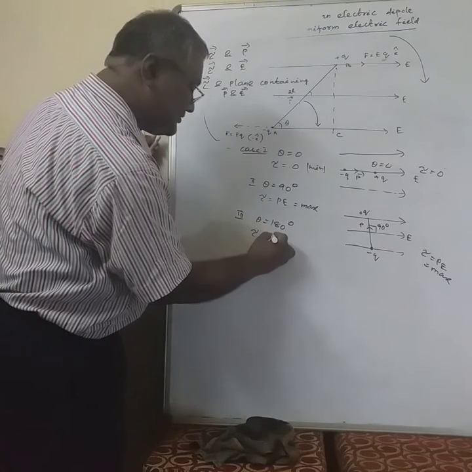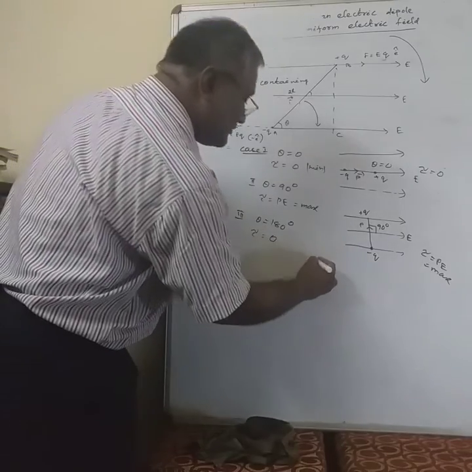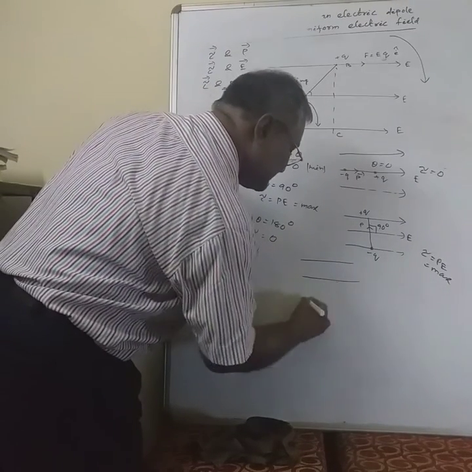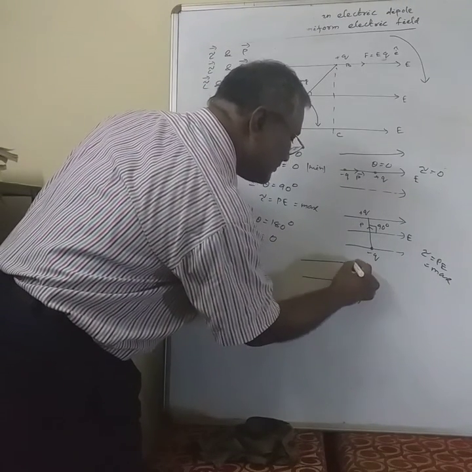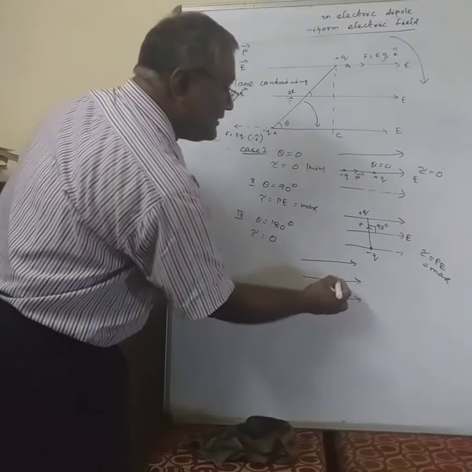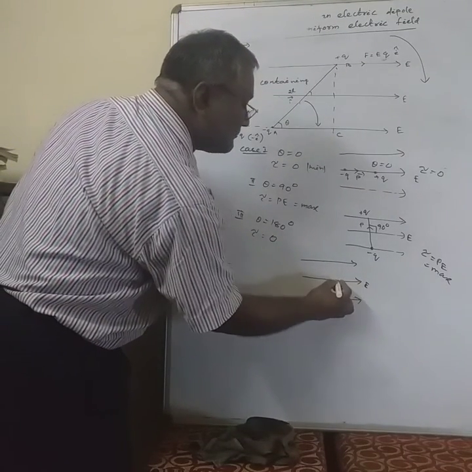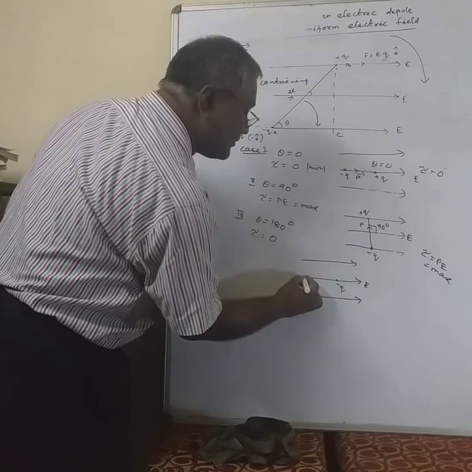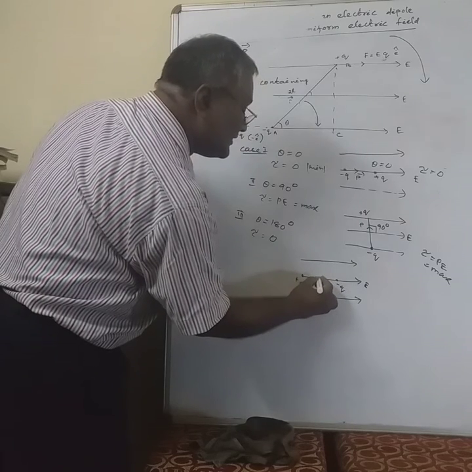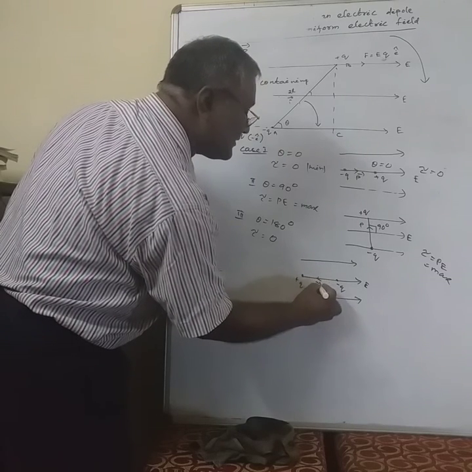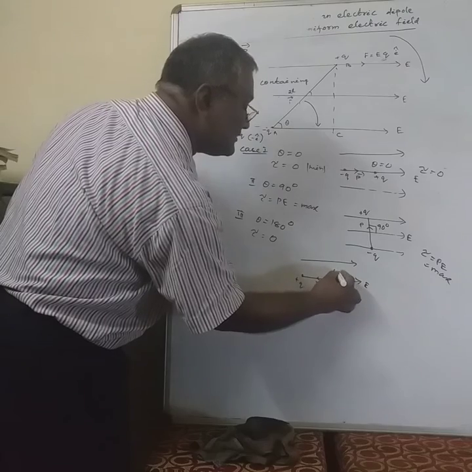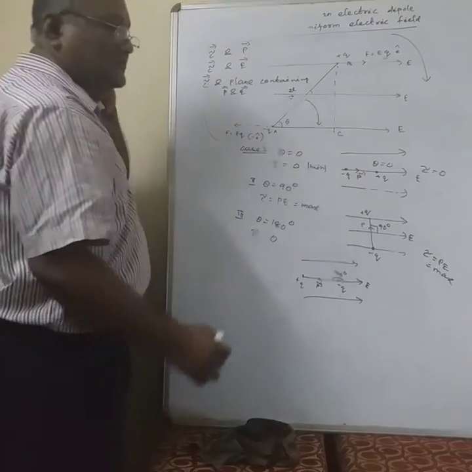Sin 180 is 0, so it will be 0. So that case will be like this, a little difference as compared to the first one. Only thing, the electric field here, minus charge will be here and plus charge will be here. The direction will be like this. This is P vector, this is E vector, this angle is 180 degrees. Here also torque will be 0.